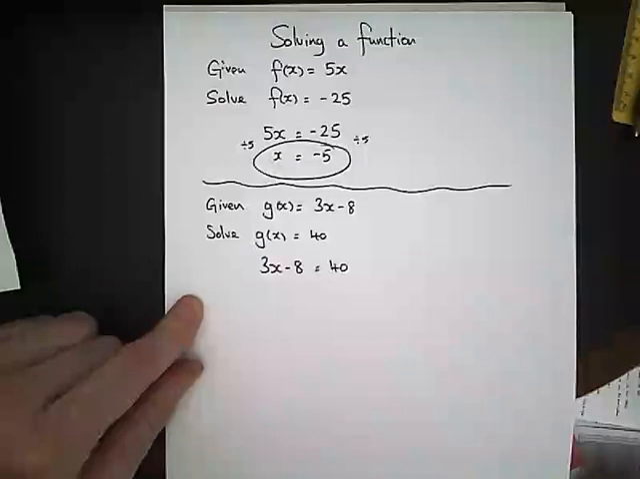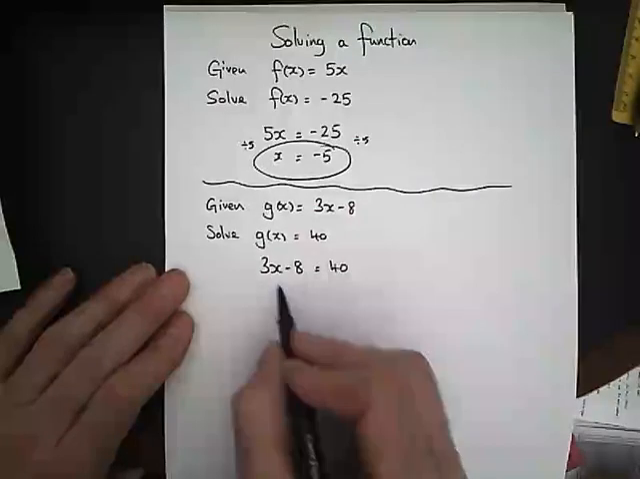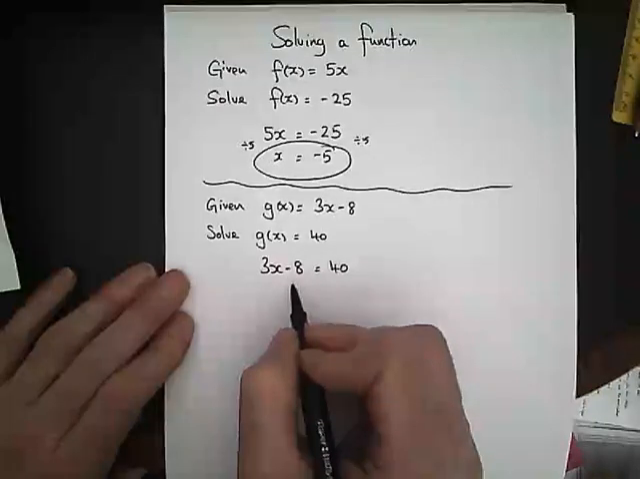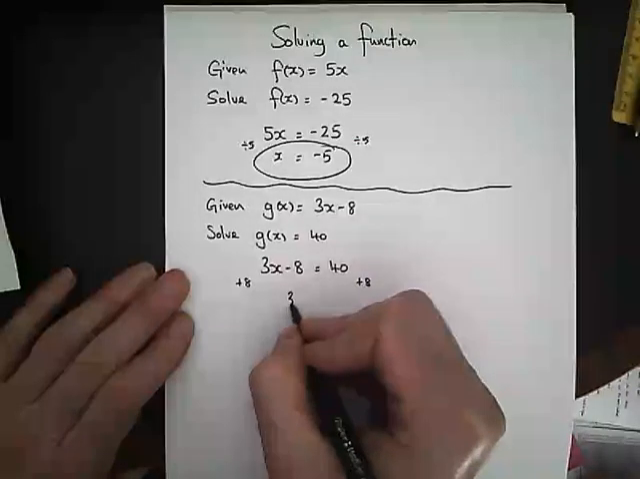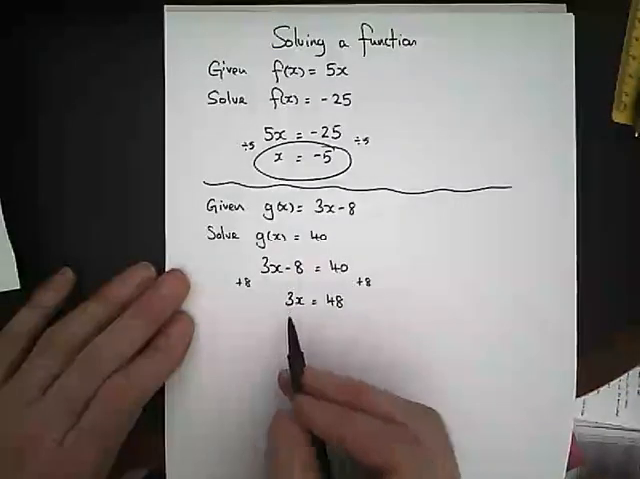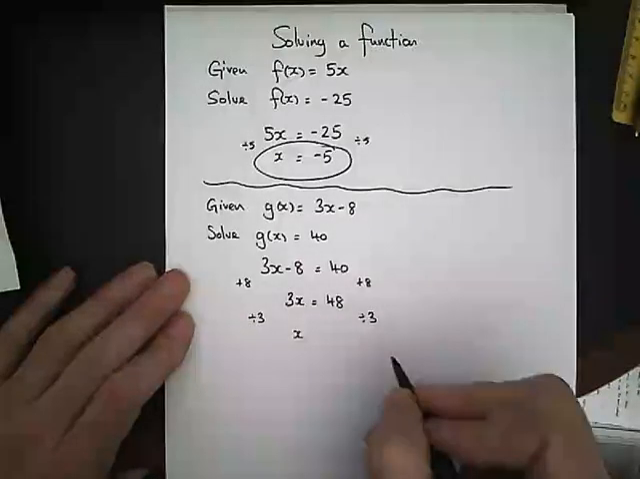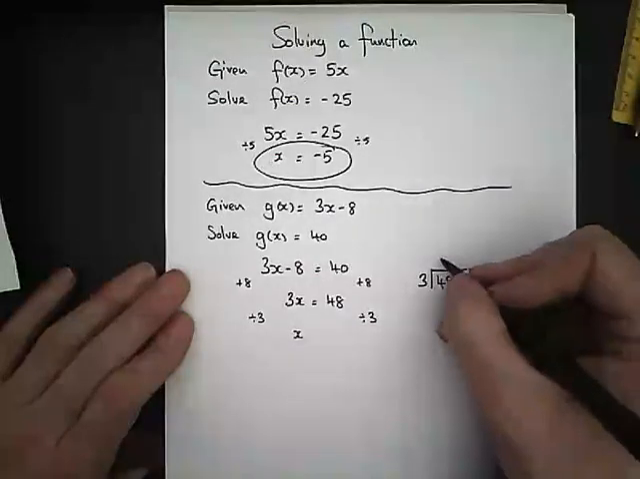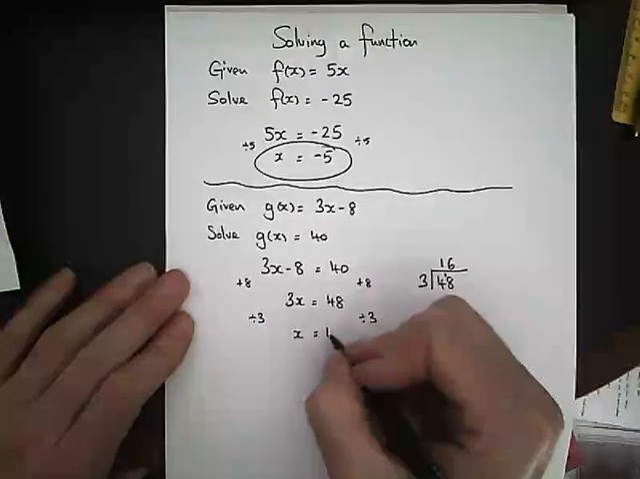Now we've solved lots of equations, so we should be able to do this. So I need to undo it so that I have x equals something. Okay, so I need to undo this minus 8. So I add 8 to both sides. And I'm left with 3x equals 48. Then I need to undo this times by 3. So I divide both sides by 3. And I'm left with 48 divided by 3. 3's into 4 is 1 with a remainder of 1. 3's into 18 is 6. X equals 16.